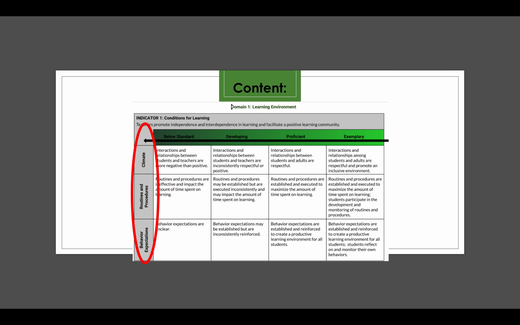Domain 1, learning environment, emphasizes relationship and rapport along with clarity of expectations. The evidence aligned to the three descriptors are considered together to come to one rating. The concept of preponderance of evidence is important to highlight here.